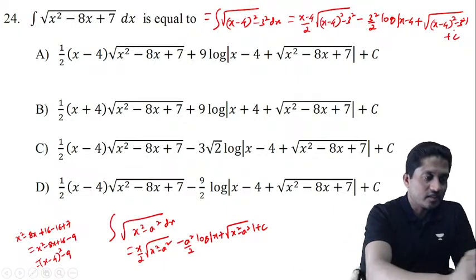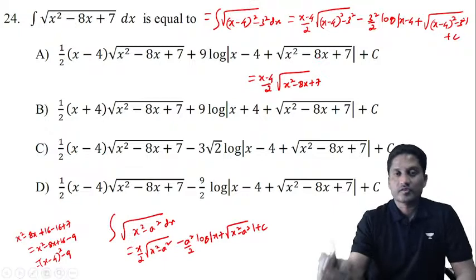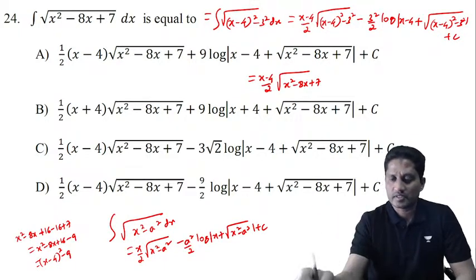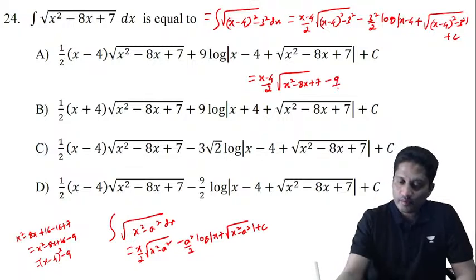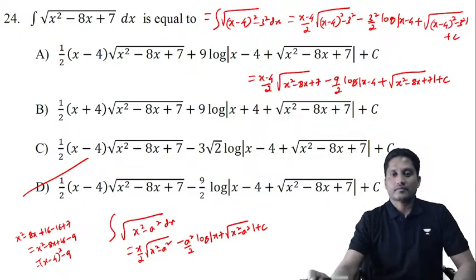Now if I simplify, this is x minus 4 by 2 root of x square minus 8x plus 16 minus 9, that is plus 7. Again, if you simplify x minus 4 the whole square minus 3 square, you get x square minus 8x plus 7 only. Minus 9 upon 2, and then log of x minus 4 plus root of x square minus 8x plus 7, and plus c. Answer is option D.